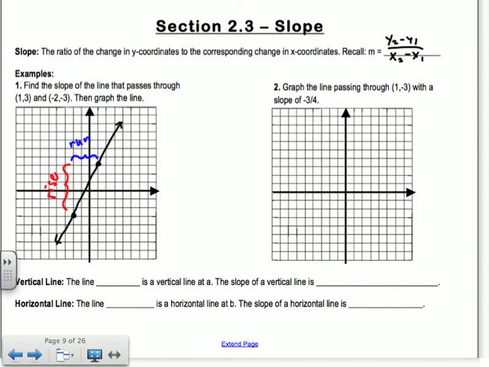Since this line is going upwards, so when I read it like a book from left to right, it goes up, my slope is going to be positive. My rise goes up 1, 2, 3, 4, 5, 6. So rise is 6, run is 3. So it'd be 6 over 3, which is 2.